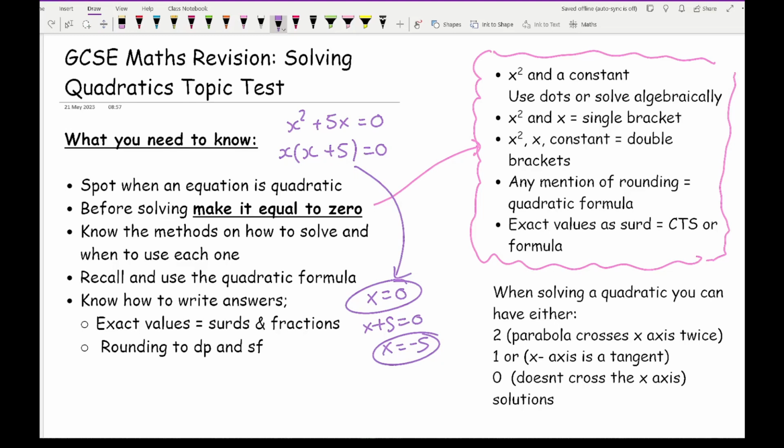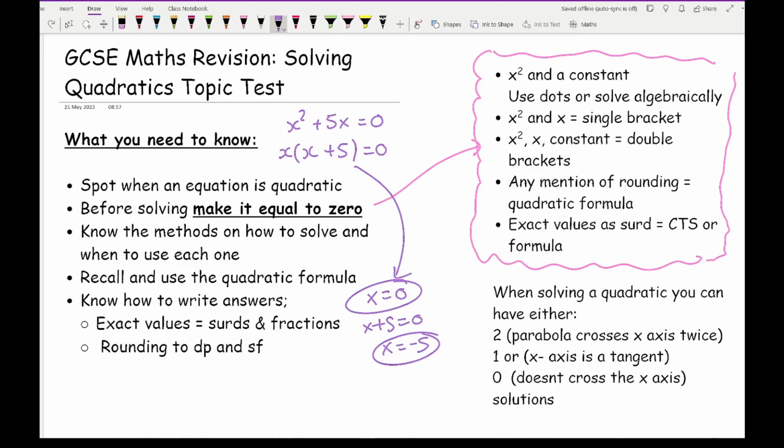The only time you would lose marks by using the quadratic formula is if it said solve by factorizing or solve by completing the square, and you then went on to use the quadratic formula. You wouldn't get any marks for it, even if your answer is right, because you've not used what they've asked you to use.